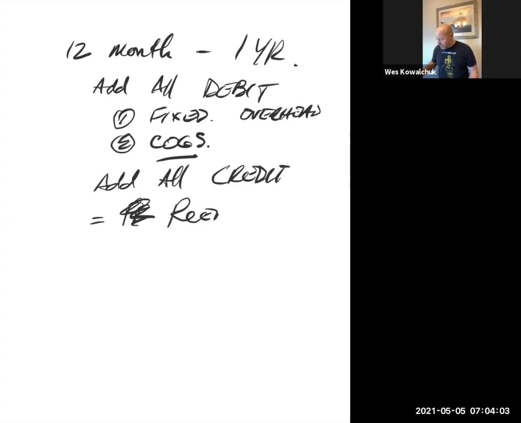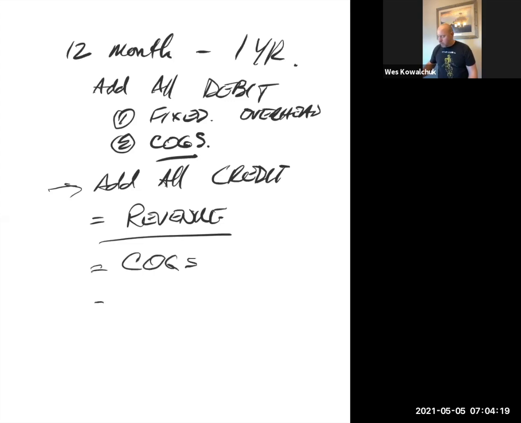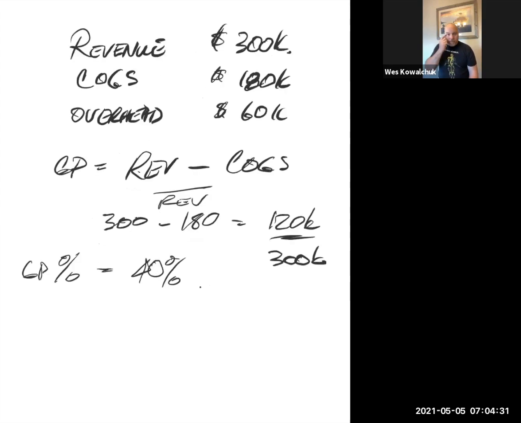Oh my goodness, I can't even spell now. I'm going to try this all over again. Revenue. So now that we have your revenue from this line, we can say, okay, here's our cost of goods, and here's our overhead. Then we can go back to this screen and start to figure out where we're at for our gross profit.